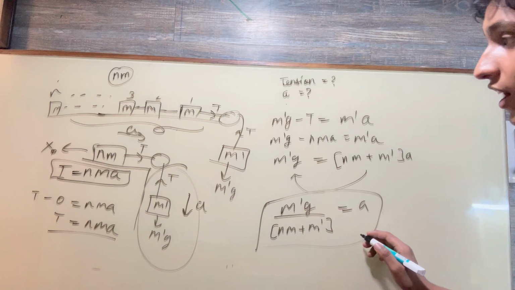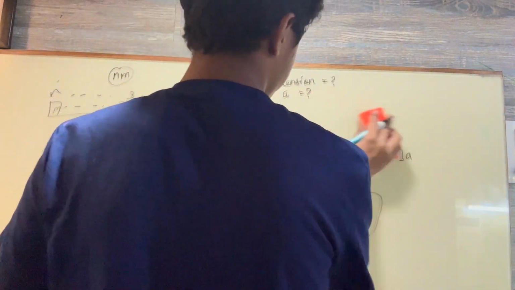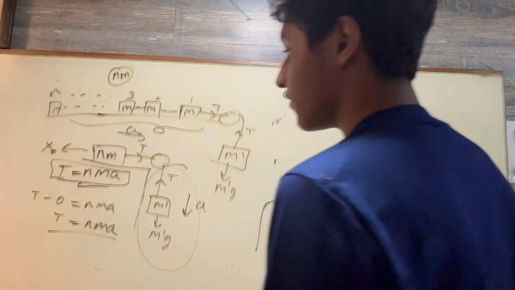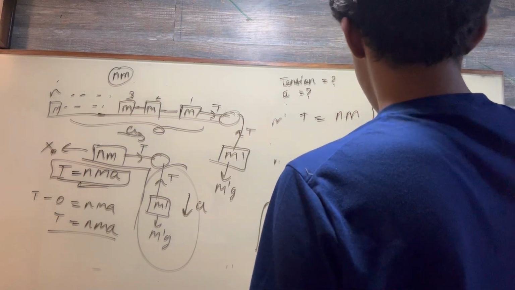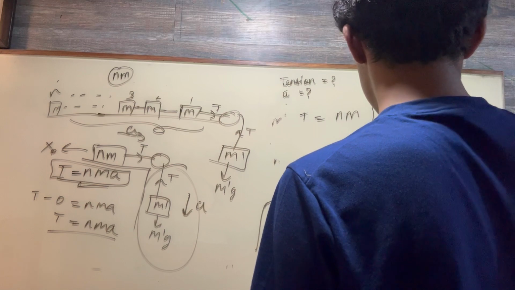So now that we have acceleration, let us find our tension. We just substitute this in the nma formula, right? So tension will be equal to nm times m dash g by (nm + m dash).